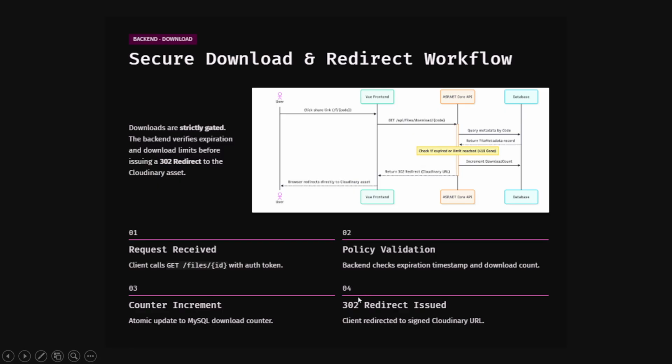Finally, step 4 issues the 302 redirect. It sends the user's browser directly to the connected asset. This means that the download doesn't slow down our API server.